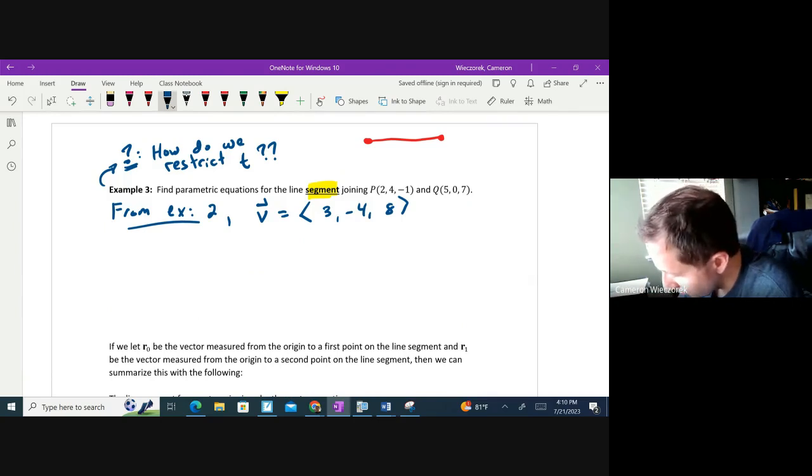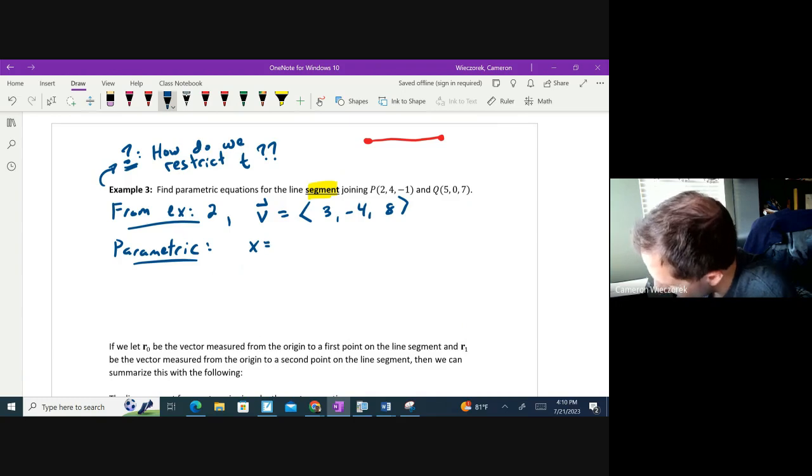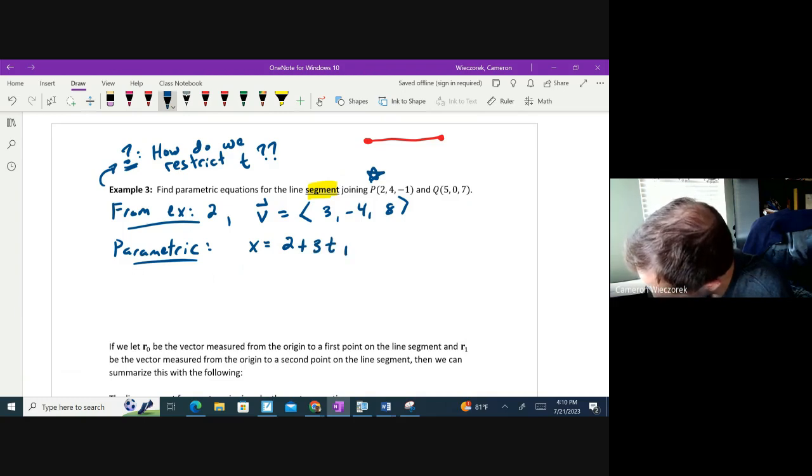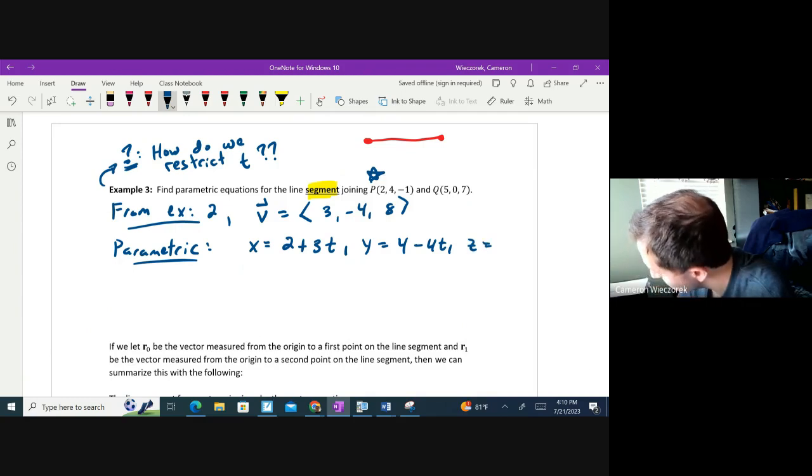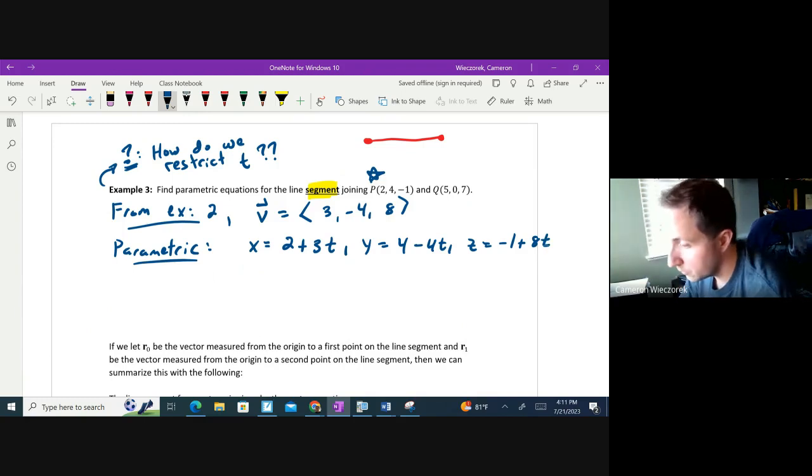And our parametric equations were given by x equals, I chose to start at P when we did that example, so 2 plus 3t, y was equal to 4 minus 4t, and z was equal to negative 1 plus 8t. And in example 2, we said t could be any real number.